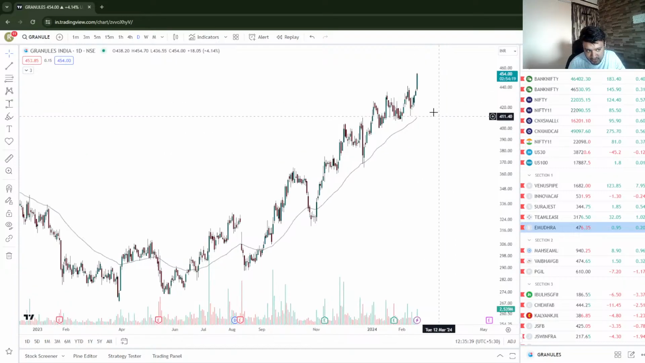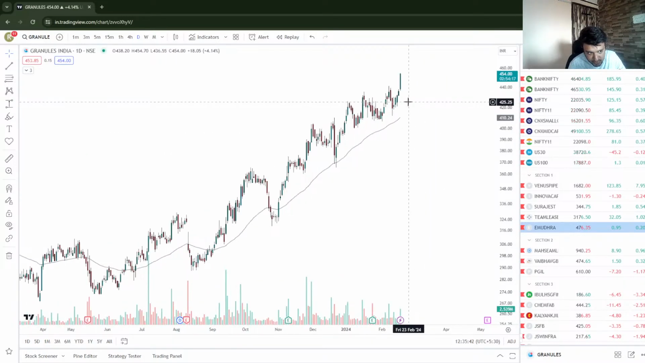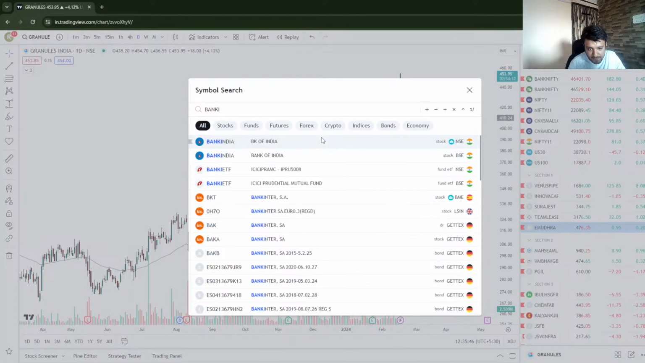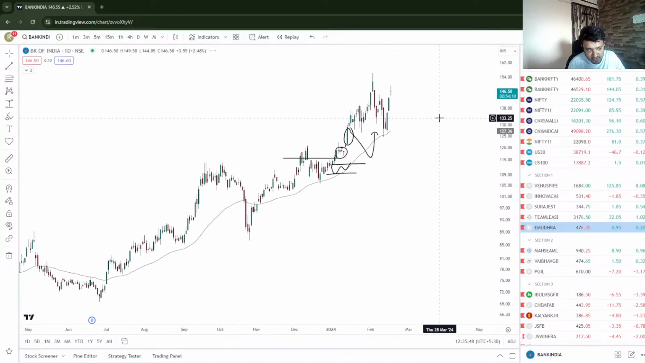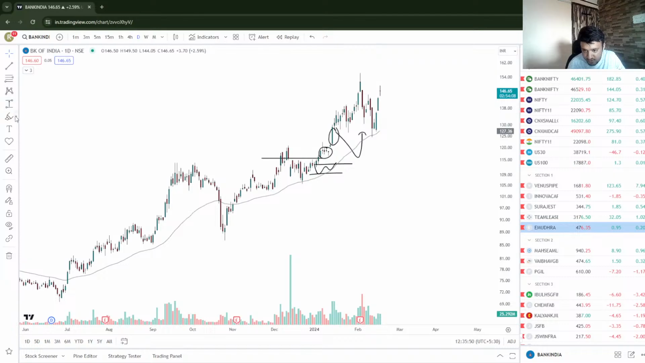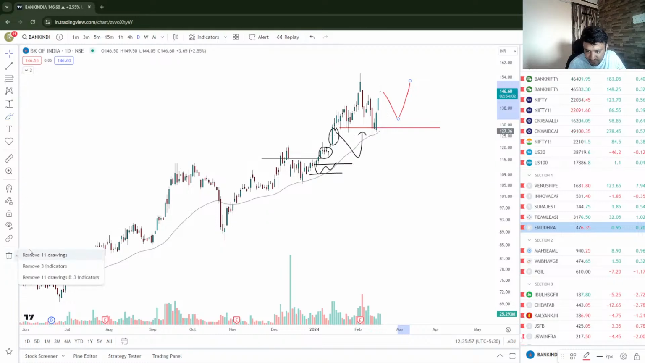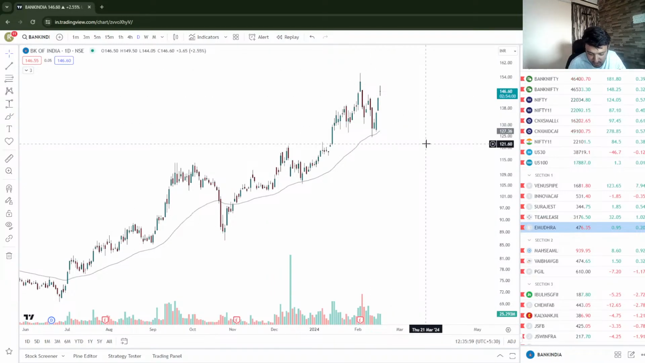Granules is also gone. Very strong chart. I saw it yesterday, but it was already way up. But it is already gone. Don't buy this. And Bank of India is also already gone. So all these stocks have reacted nicely from the demand zones, and they are gone. Wait for a pullback in all of these. If they keep breaking out, do not chase them. You have much better options.